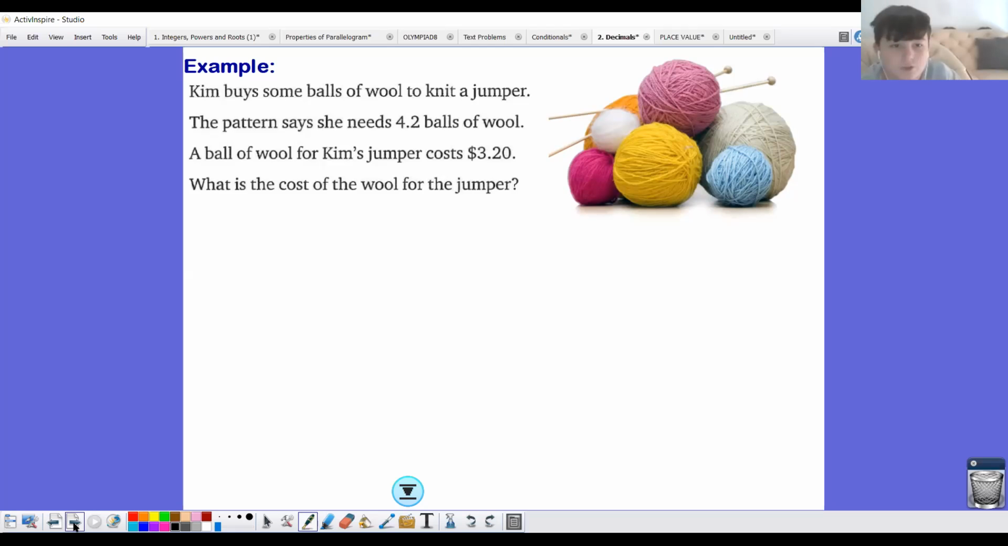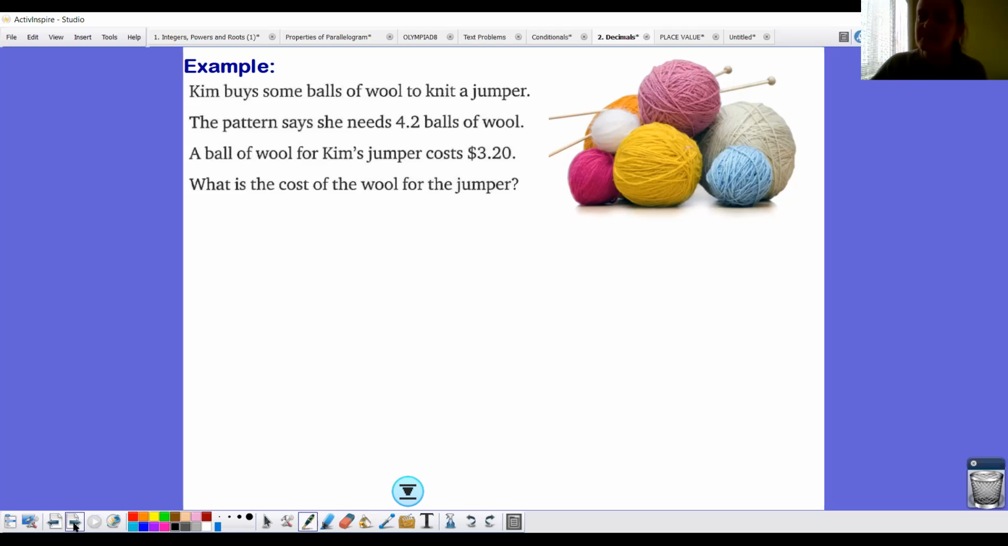But if she needs 4.2 balls, that means 4 big ones and 2 small ones, right? No. It's 4 point 2, not half of a ball, but a bit from a new ball. So can we buy 4.2 balls? No. For example, it will not be possible. I will go to the shop and say, "Can you give me 4.2 balls of wool?" It cannot be.